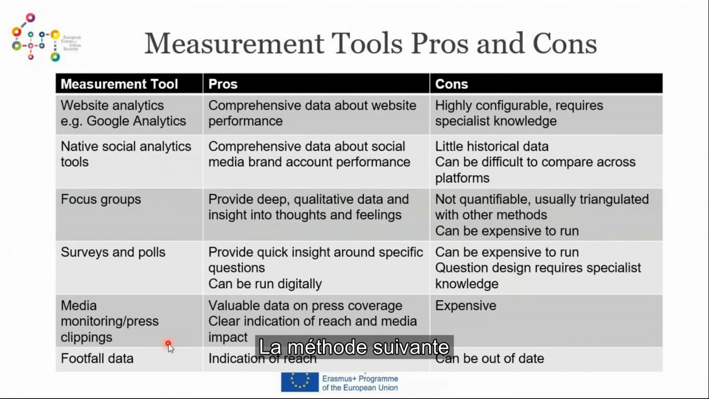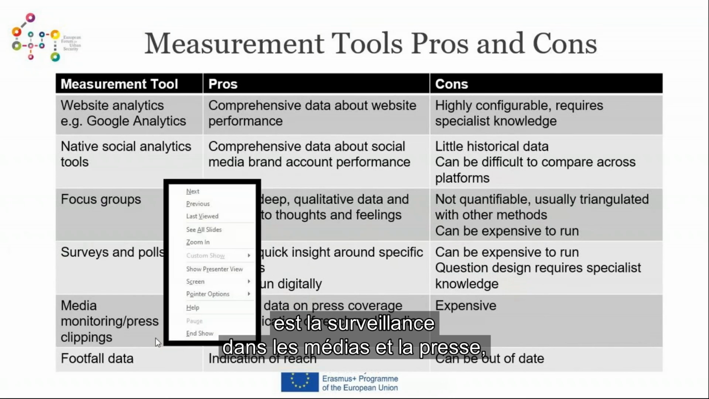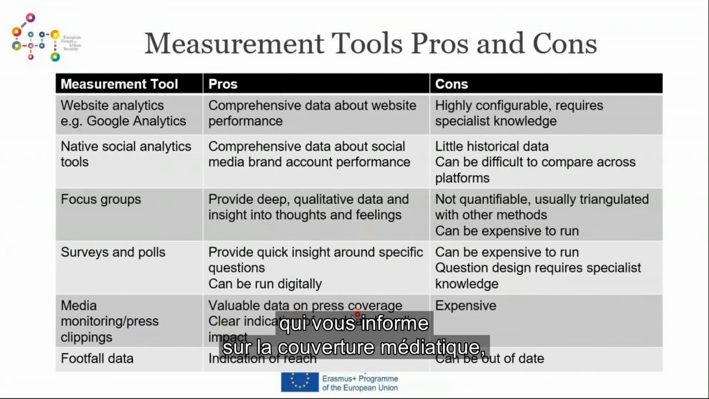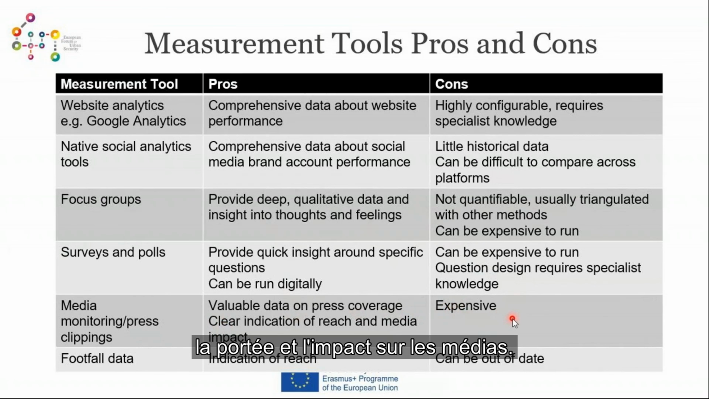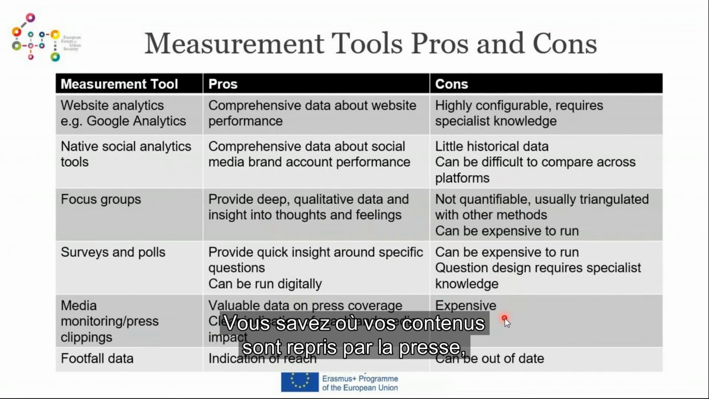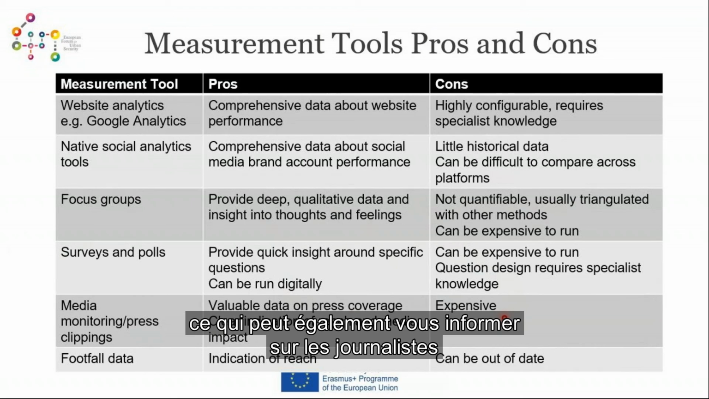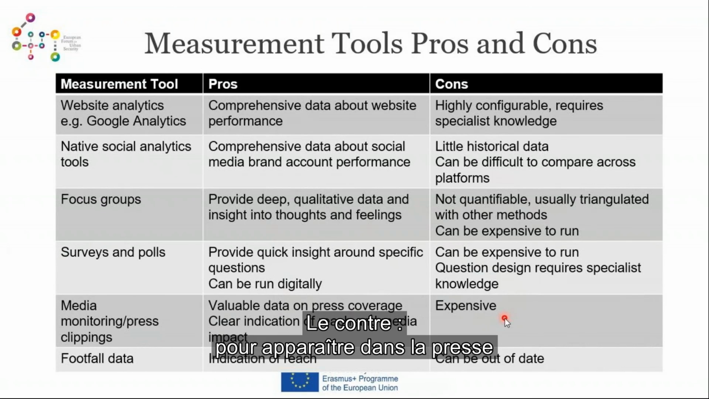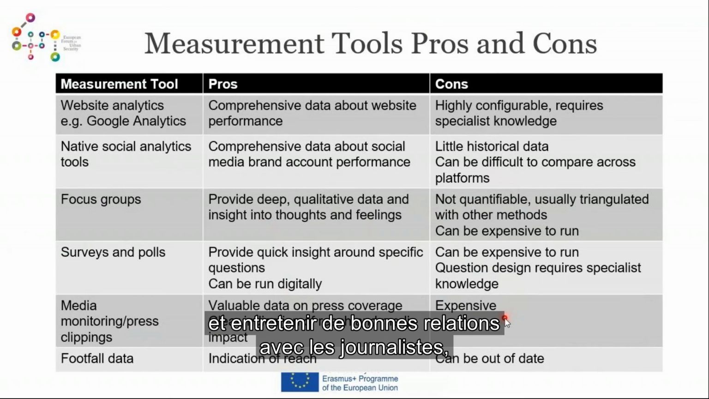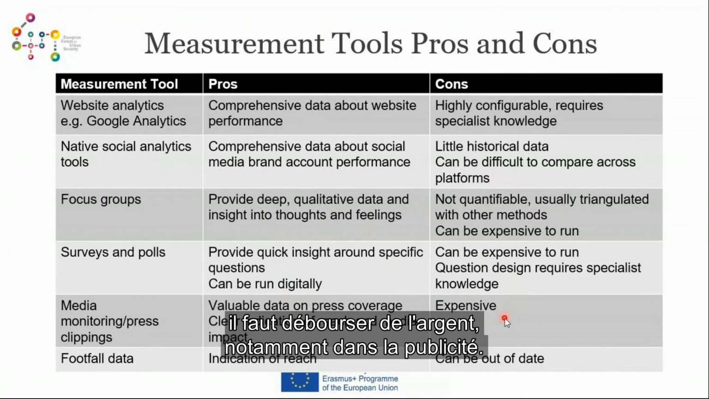Another method, which we talked about much earlier, is media monitoring and press clippings. So that gives you valuable data on press coverage and a clear indication of reach and media impact. And that's a real pro of media monitoring. You can see where your content is being picked up by the press. So that can also give you information on which journalists you can establish good relationships with. A con is that getting things into the press, and even getting those good relationships with journalists, can cost money, especially if you're paying for advertising there.